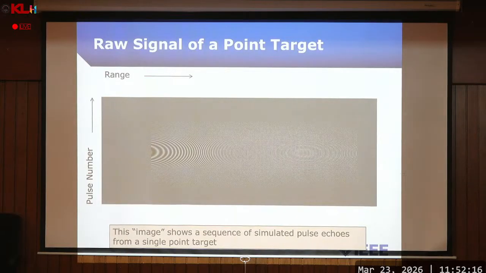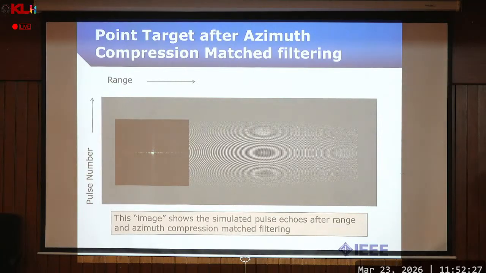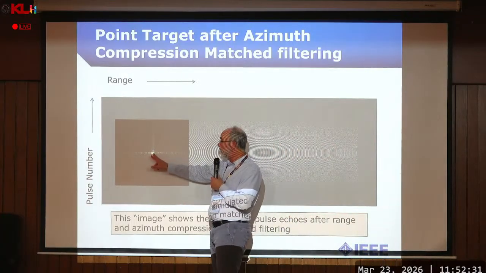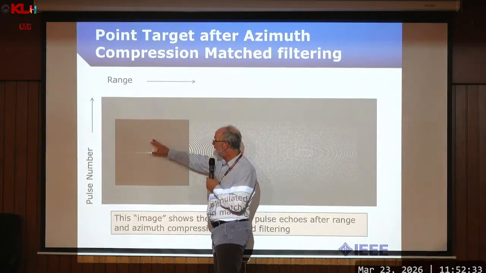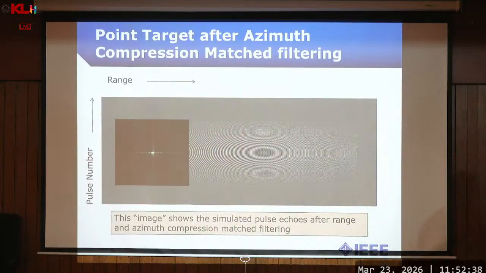So here is our raw signal again. That's after range compression, and then using the same kind of compression technique in azimuth, you can see that the point target is now reconstructed to be a point target, the constant phase in the middle, and then some side lobes which are due to the finite extent of the signal. And Dr. Kumar will give you a much more sophisticated interpretation of this stuff later.